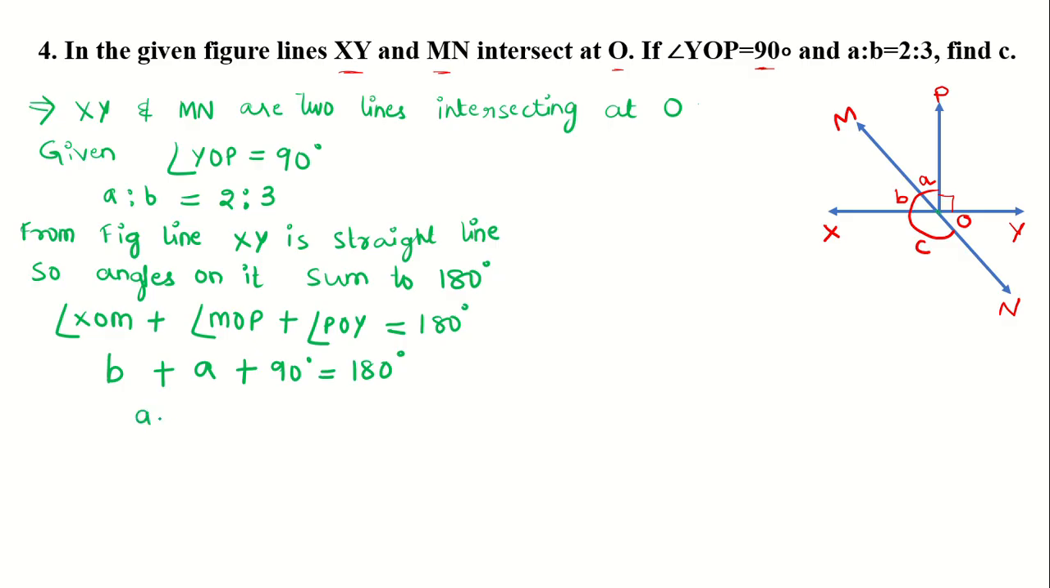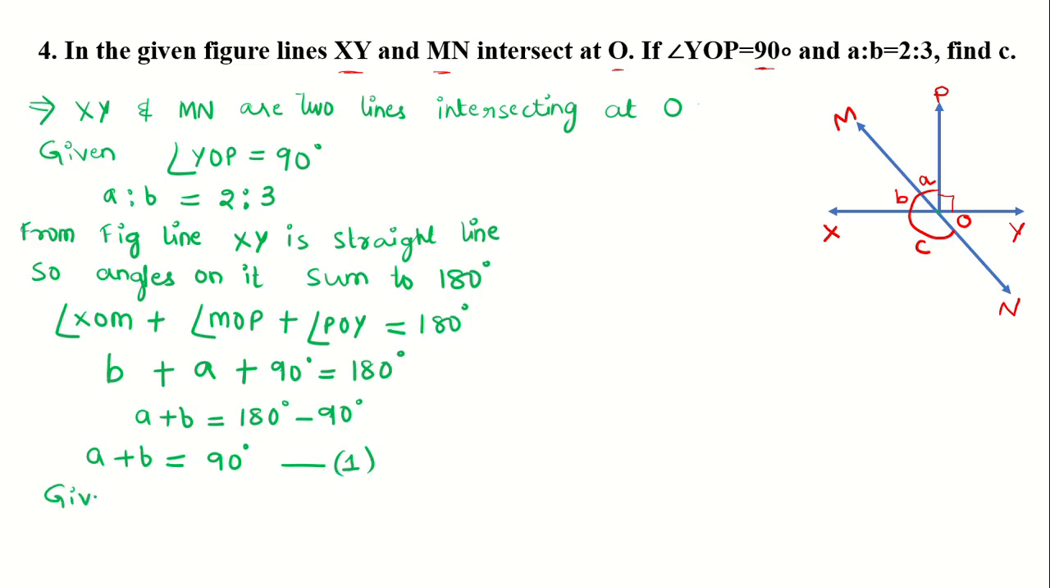Now, A plus B plus 90 equals 180 degrees. Take this 90 to the right side. It will become minus 90 degrees. Now, A plus B equals 180 minus 90, which is 90 degrees. So at this step, you have an equation that A plus B is equal to 90 degrees. Let us consider it as equation 1.